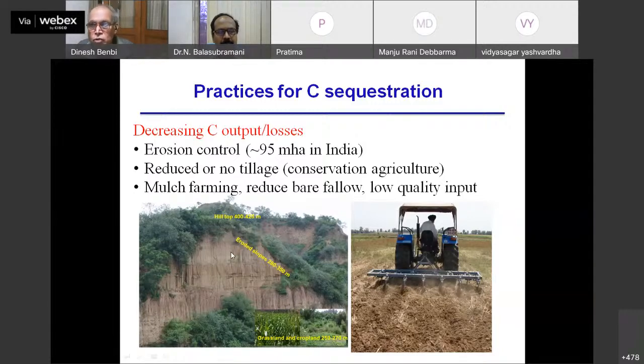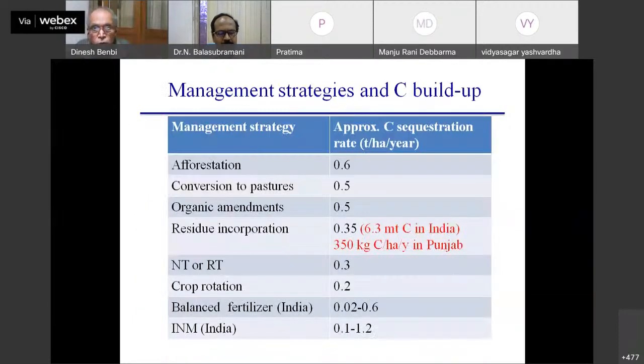Soils are getting eroded. There is no vegetation. Even if you plant, you don't need to do all those small things in a field with the farmers. So they are a major source. In India, 110 million hectares of area is degraded, and 95 million hectares by only wind and water. And then we have already discussed CA or reduced tillage and mulch farming. We have talked, but we have to again talk about that.